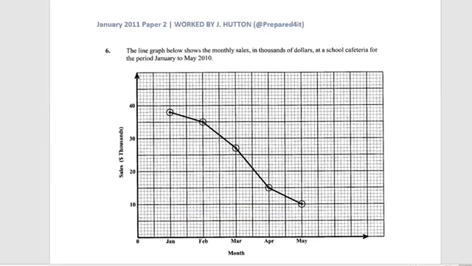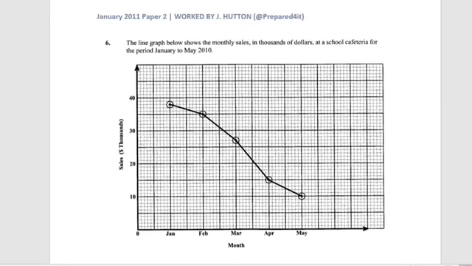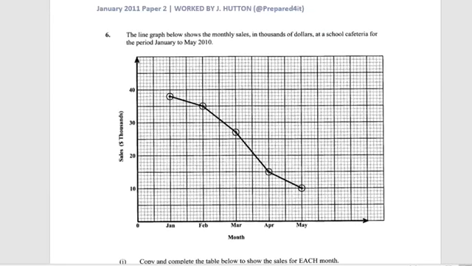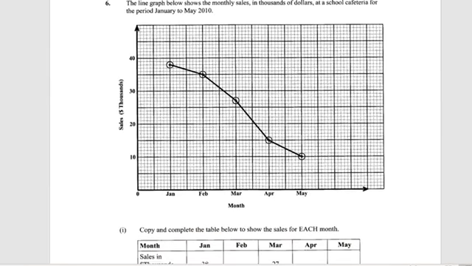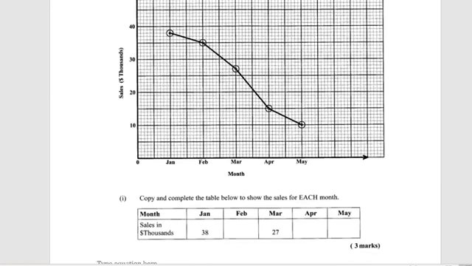So question 6 says, the line graph below shows the monthly sales in thousands of dollars at a school cafeteria for the period of January to May 2010. So they gave us a nice little graph, sales being given in thousands of dollars from January to May. So it says, copy and complete the table below to show the sales in each month.